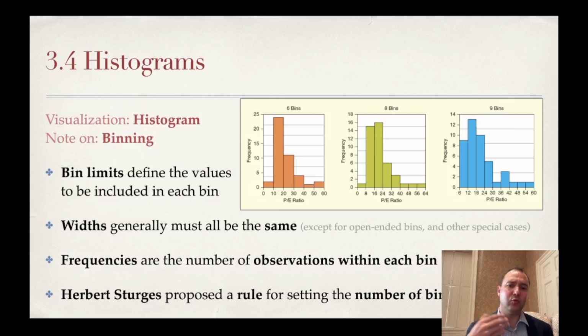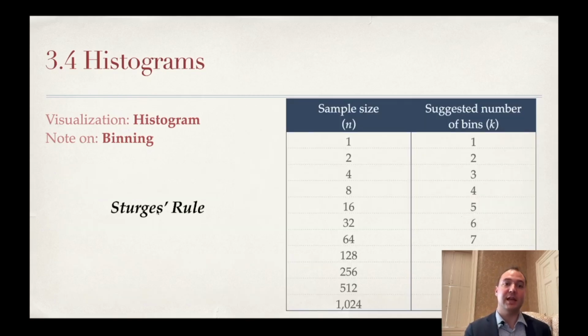There is a specific rule for setting the number of bins. Okay, so that is called the Sturge's rule. In other words, if you have a sample size of 1, you should use 1 bin. If you have a sample size of 8, you should use 4 bins. If you have a sample size of 128, you should use 8 bins. Why is this important? Because by default, in R, when you use a histogram, it uses the Sturge's rule to estimate how many bins to use when you use that function.